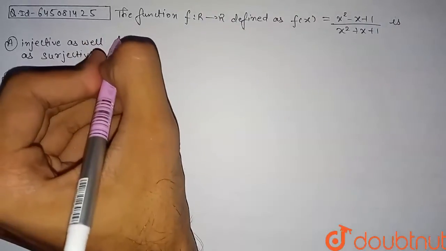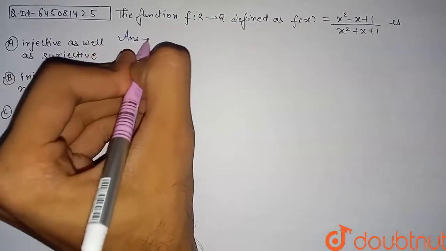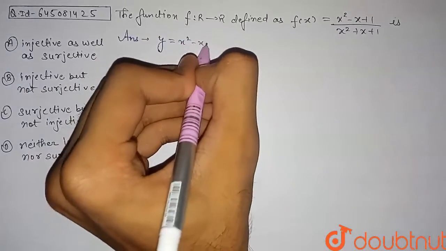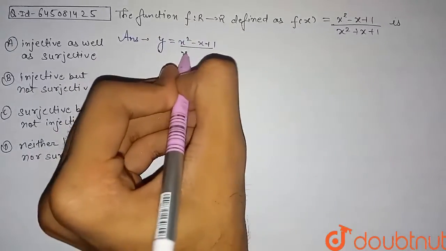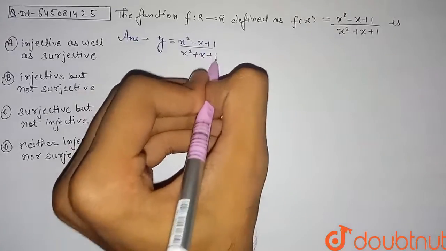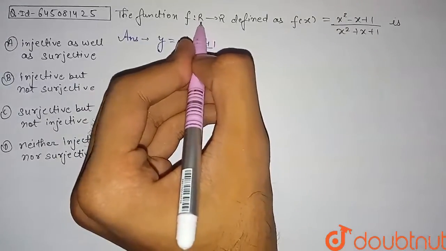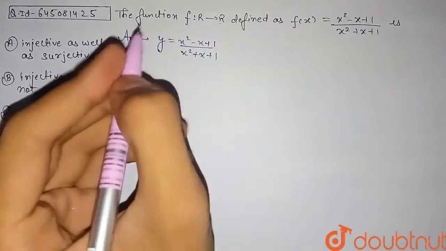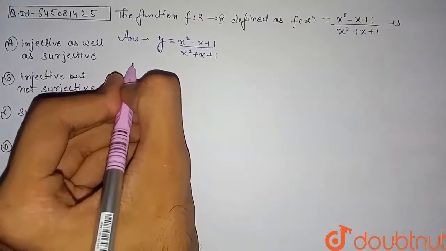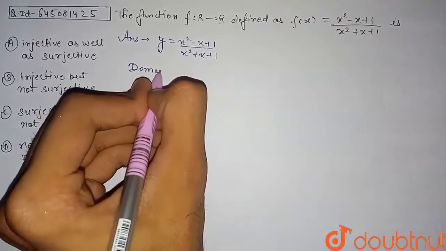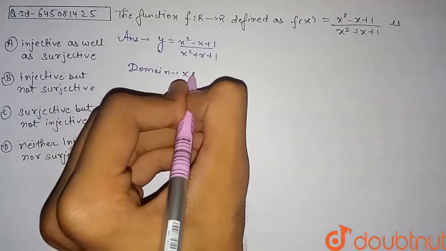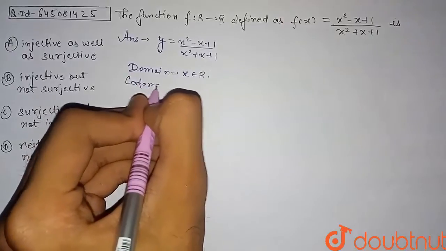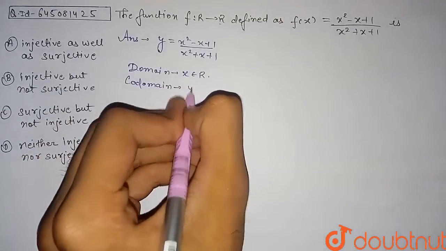of this function. So we can write our function as y, and this y will be equal to (x² - x + 1)/(x² + x + 1), and its codomain is given as R, and its domain is also given as all real values of x. So we can say that domain, this x belongs to R, and codomain, this is y belongs to R.